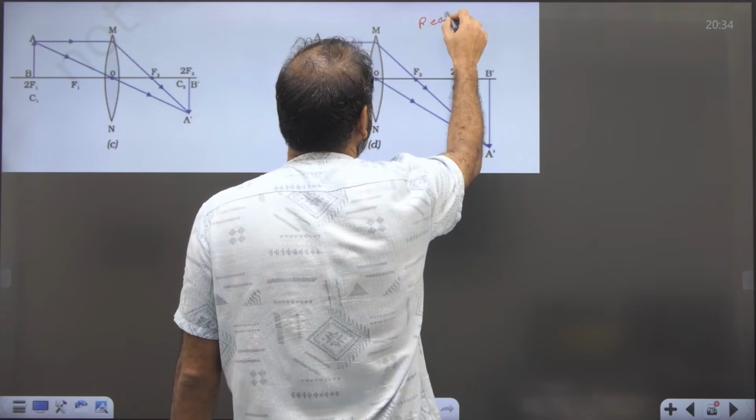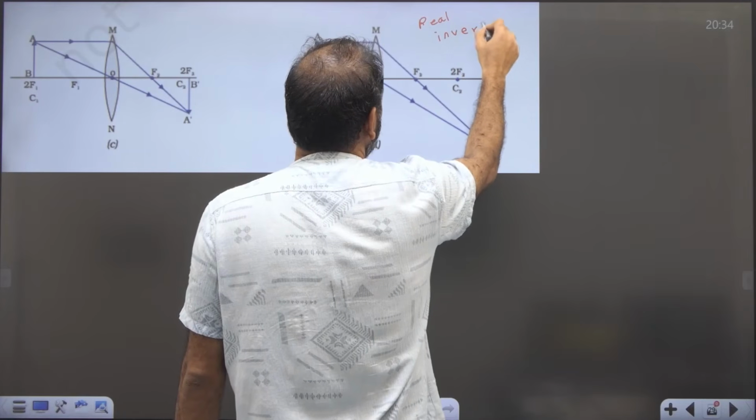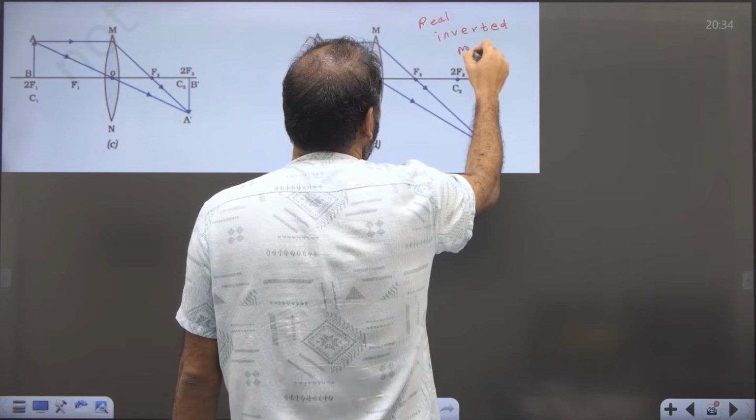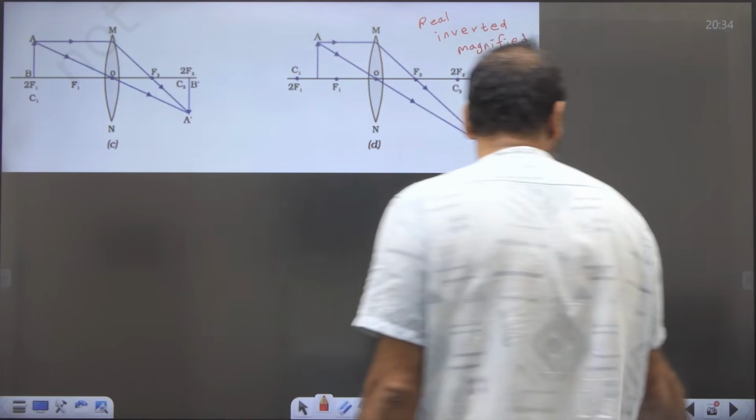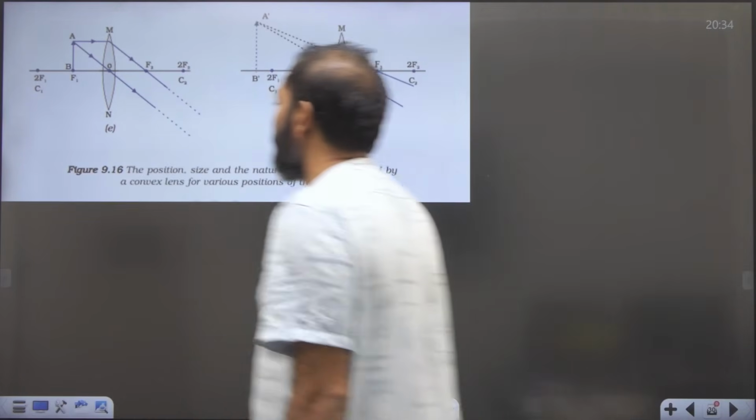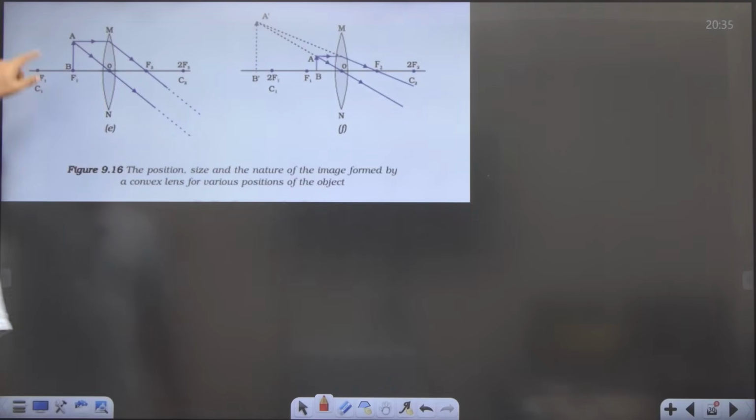Real, inverted and magnified image. I hope it is clear. Then next thing, object is at f1.